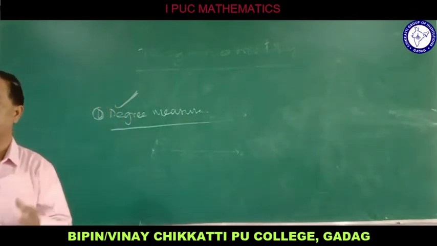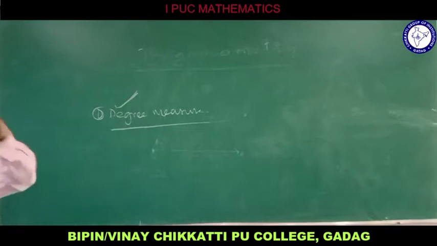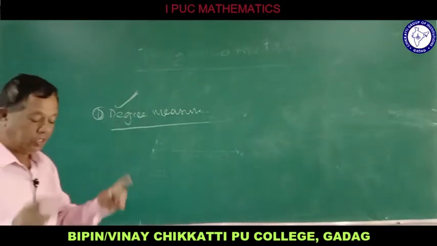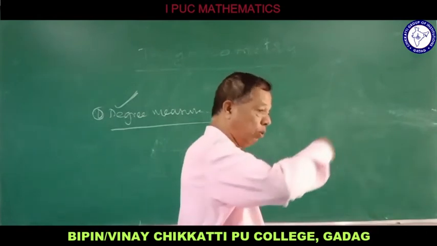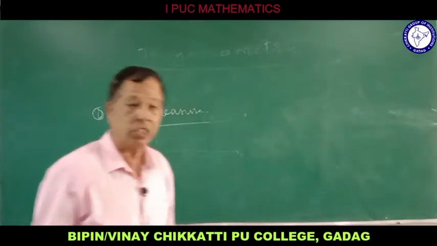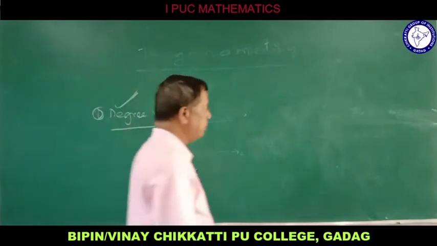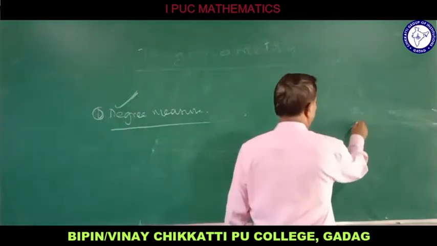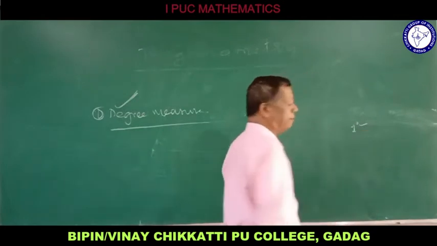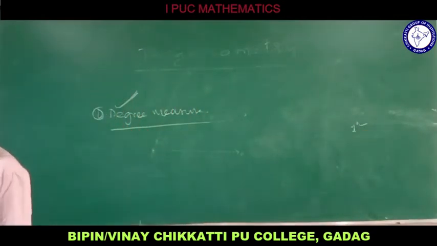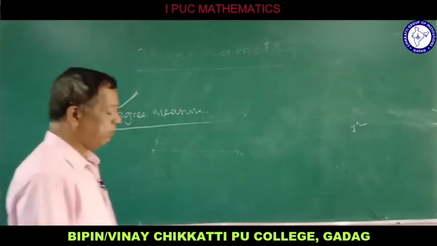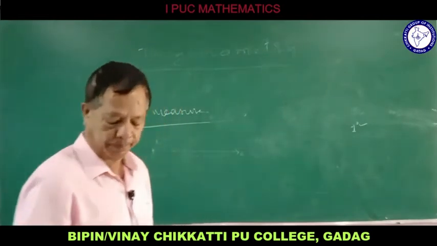One by 360th part of one revolution of a circle. In short, 1 divided by 360 into one revolution of a circle, that is called 1 degree, and that is denoted by this one small circle. One degree is written in that fashion. So 1/360, that is the 360th part. Now here, particularly in degree measure, subunits are also there.